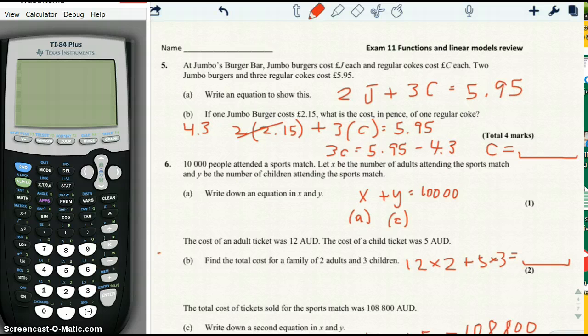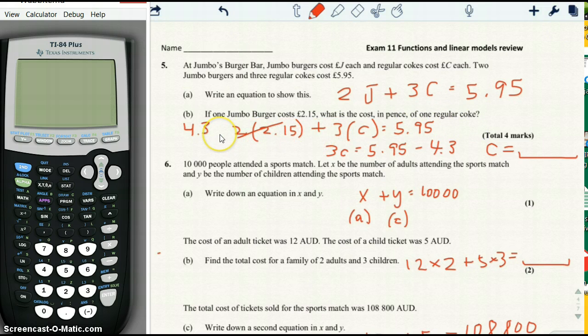Okay, so 2 Jumbo Burgers for price J plus 3 regular Cokes with price C equals $5.95. If one jumbo burger costs $2.15, what is the cost in pence of one regular Coke?